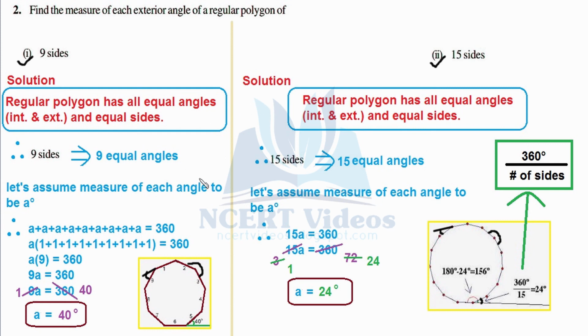With this, we have learned a new concept here. That is, in case of regular polygon, we can straight away find the measure of each exterior angle if we divide 360 degrees by the number of sides. With this, our second question of exercise 3.2, understanding quadrilaterals, mathematics class 8th, has been solved.